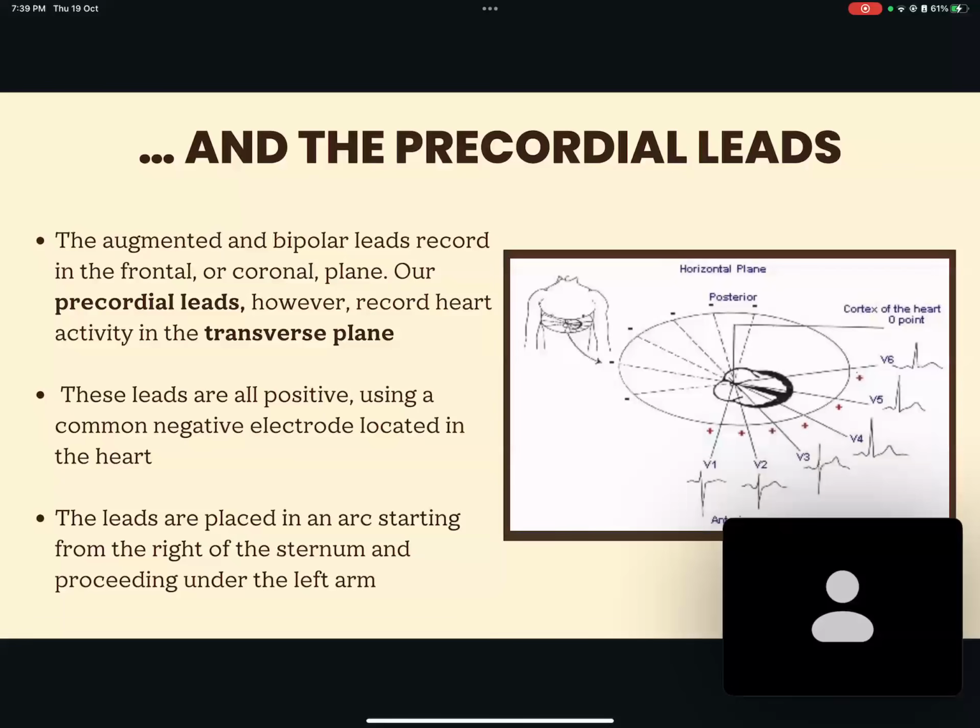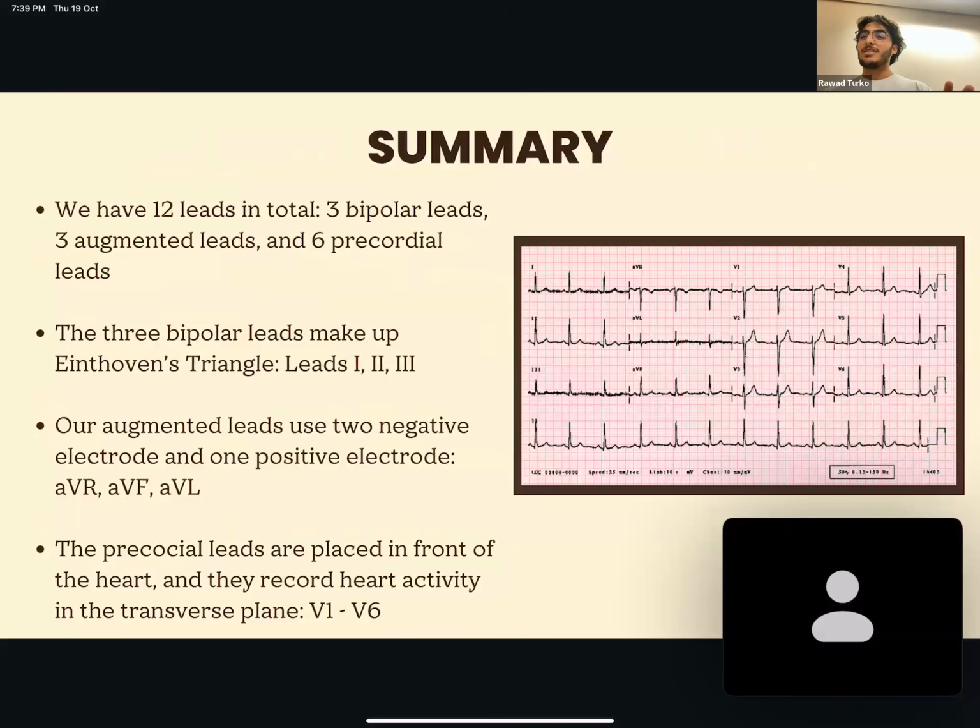Yes, it's clear. Okay, perfect. Now, summary. We have 12 leads in total: 3 bipolar leads, bipolar because they use 2 poles, but we can also call them the leads of the Einthoven triangle, 3 augmented leads, and 6 precordial leads. The 3 bipolar leads make up Einthoven triangle, leads 1, 2, and 3. Our augmented leads use 2 negative electrodes and 1 positive electrode, so they're AVR, AVF, and AVL.